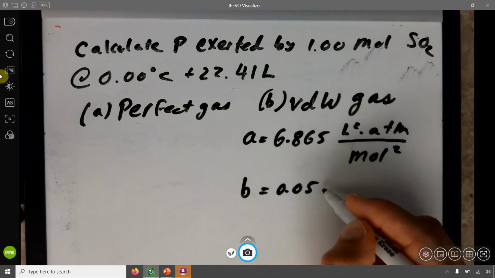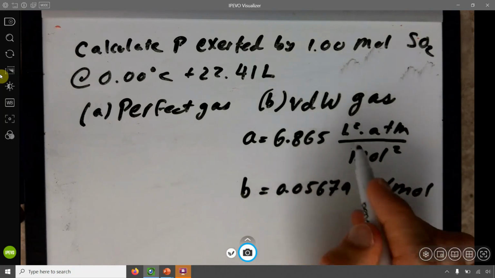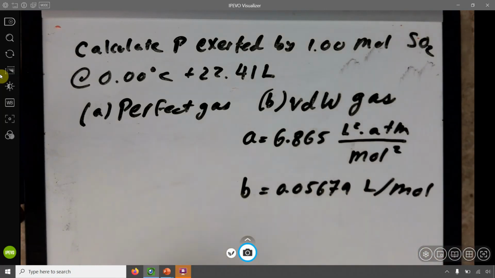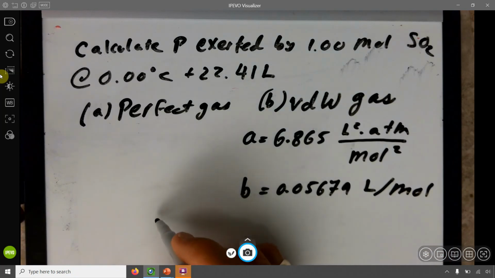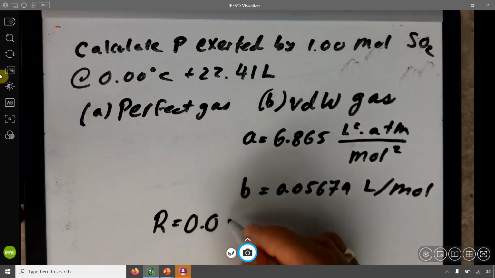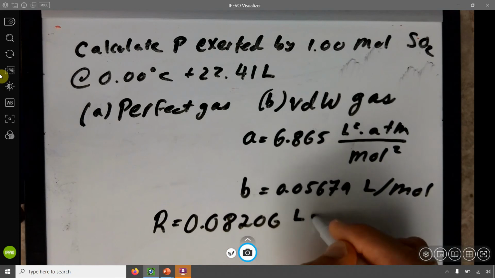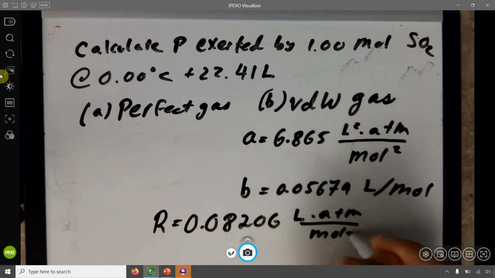So this one is going to be liters per mole. B is not going to give you much because you always want to have, well, that gives you liters. So it will give you liters. A will give you liters and ATM. So you probably want to use the R that has liters and ATM. And if you go look at that table again that I shared with you, R is going to be equal to 0.08206 liters ATM per mole K.